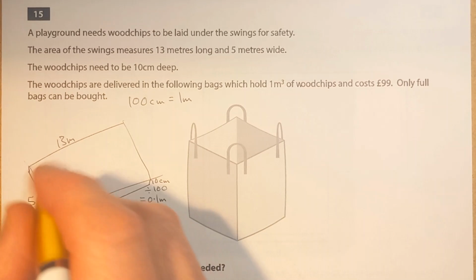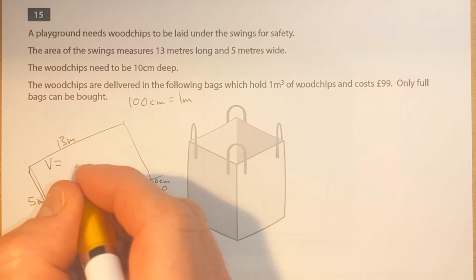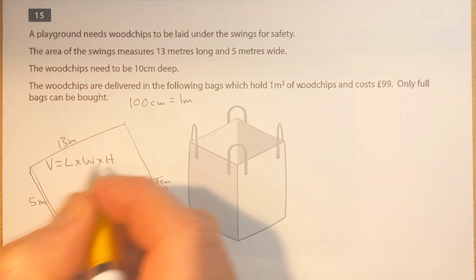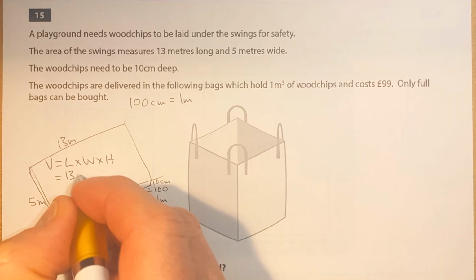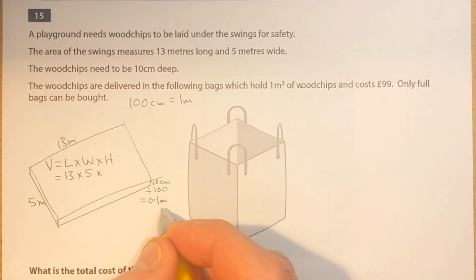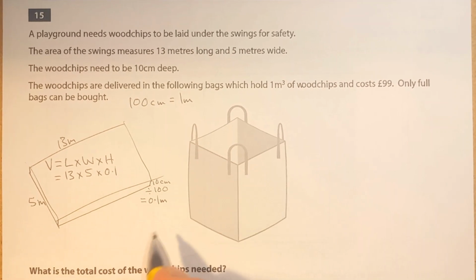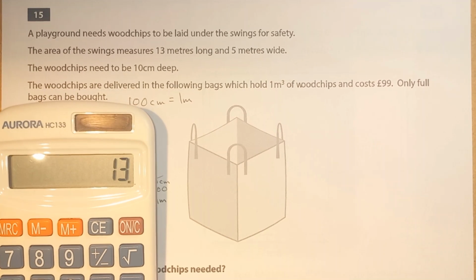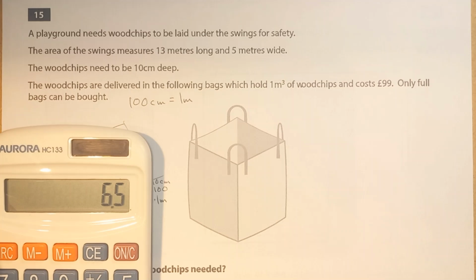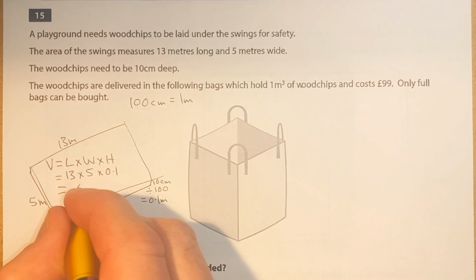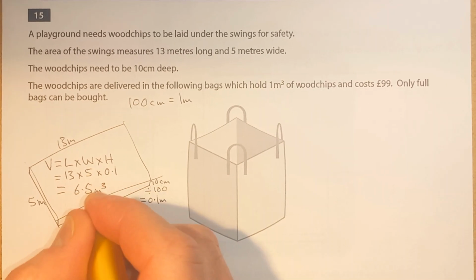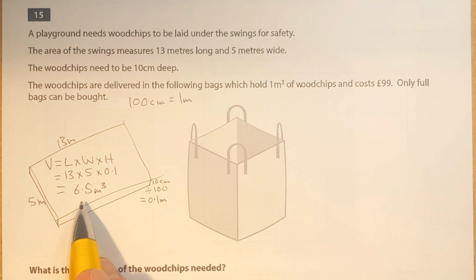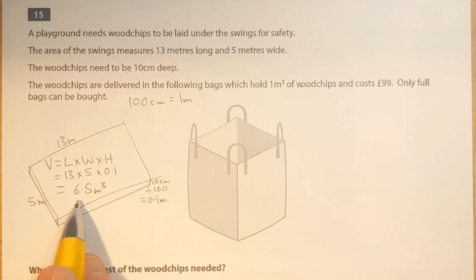Okay, so the volume of a cuboid, which is what this is, is the length times the width times the height. So the length is 13, the width is 5, the height is 0.1, because it has to be in the same units as all the others. So 13 times 5 times 0.1 gives us 6.5 metres cubed.